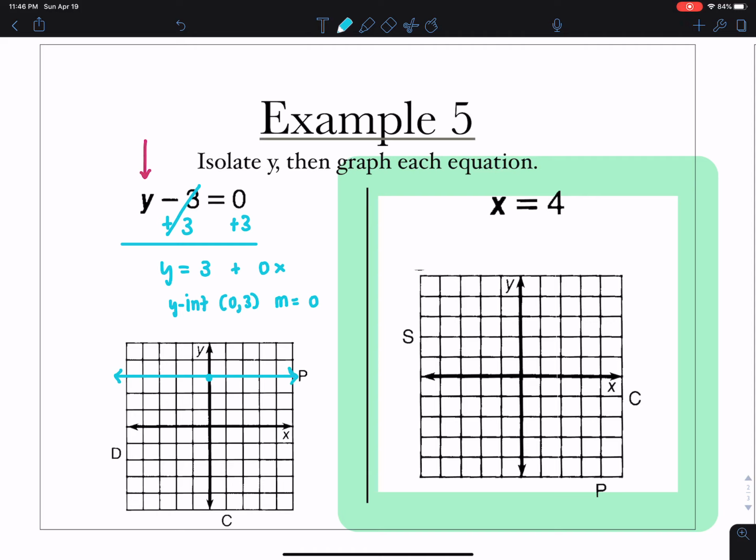And then remember, with x equals, you will have a vertical line, not a horizontal. It's kind of the opposite of y. So make sure you finish those other 5 examples and then submit this to Schoology.